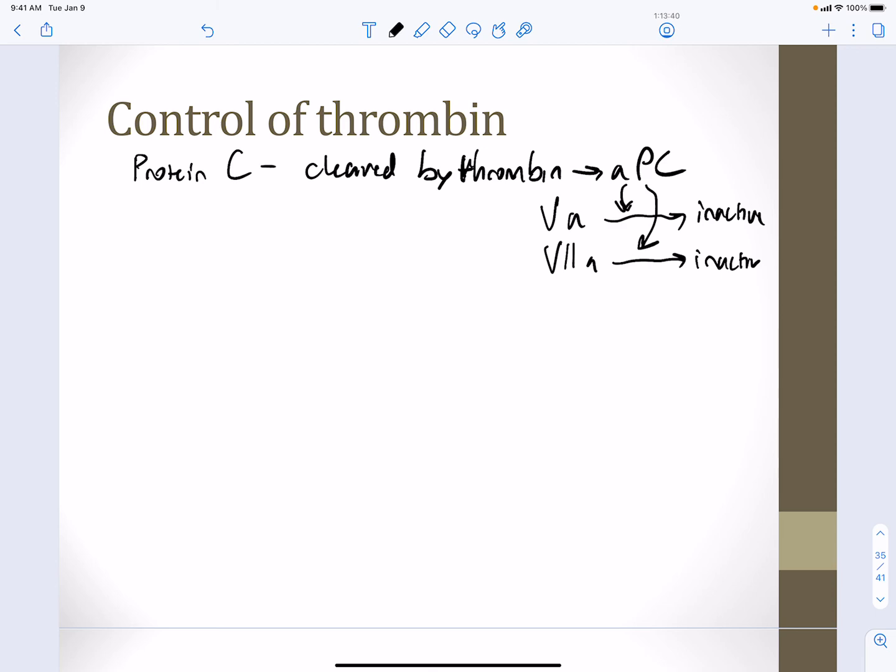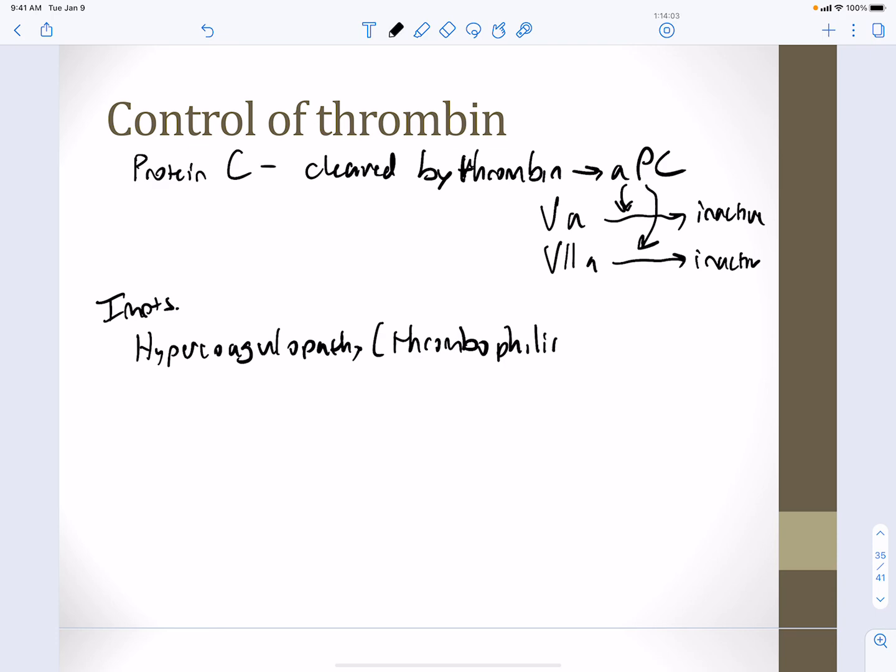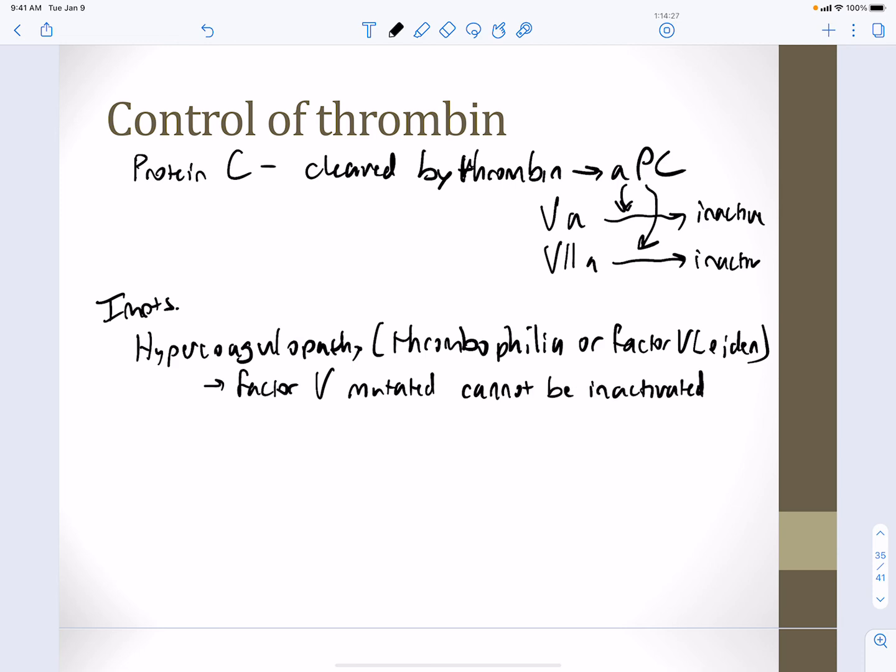This is important in hypercoagulopathy. So this control is important, and if you have hypercoagulability, which is also thrombophilia, or factor 5 Leiden, this is where factor 5 is mutated and cannot be inactivated. Okay, so you can overclot.